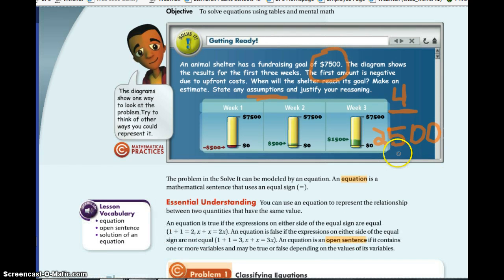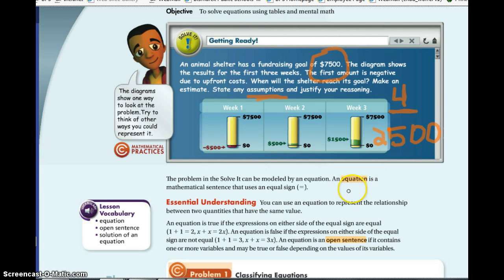Now this is something that we can draw out, we can create a table, we can organize our information. But this type of situation is best if we can come up with an equation. So that's what we're focusing on. Sometimes it's better to come up with an equation so that I can just calculate it out and figure out exactly when they will have $7,500.